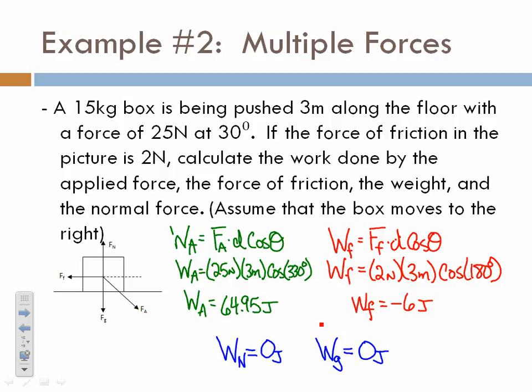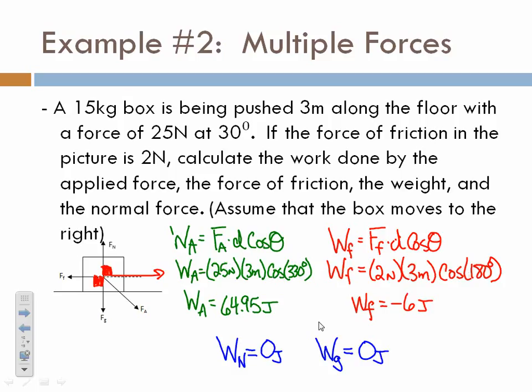Why? All right, if I'm moving off to the right here, then that means that the normal force is at a right angle. It's perpendicular. It also means that the gravitational force is at a right angle. It's perpendicular. And we know that forces that are perpendicular to the direction that we're moving don't do work. So do I have to do that calculation? Absolutely not. All right. So I get 0 joules worth of work for the normal force and 0 joules worth of work for the gravitational force.